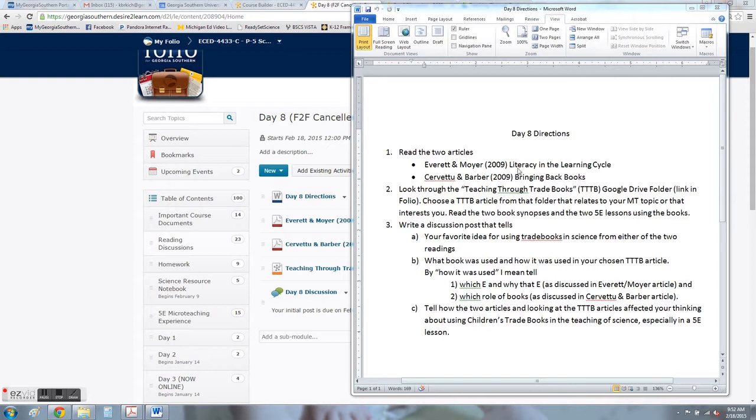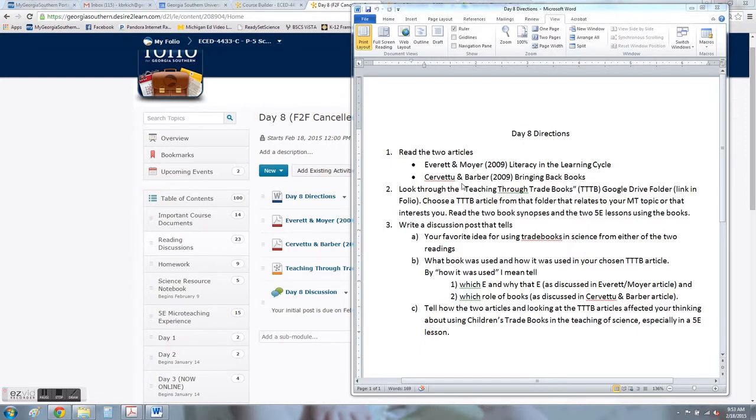Children's literature and children's trade books can be incorporated into a 5E lesson learning cycle, and then the Saunders-Stewart and Barber article called Bringing Back Books, which talks about five main uses or roles of books in teaching and learning science.